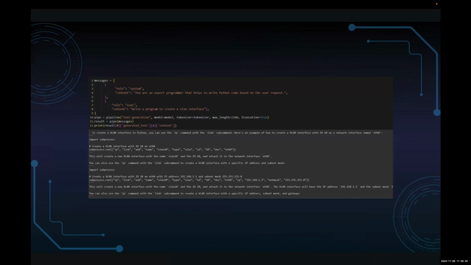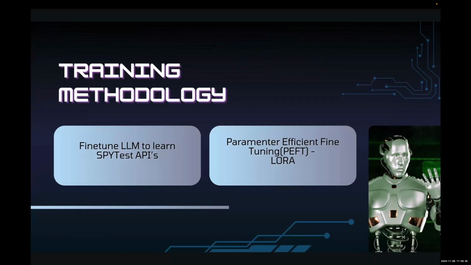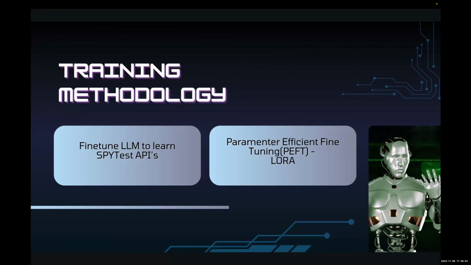So how did we make the model learn the SpyTest API? To get the model to generate the right code, we needed to teach it the SpyTest API for creating a VLAN interface. To do this, we fine-tuned our base LLM using the PEFT technique. PEFT stands for Parameter Efficient Fine-Tuning. PEFT is an advanced fine-tuning method that allows us to adjust a pre-trained model with fewer parameters and lower computational resources compared to traditional fine-tuning. This makes the process faster and more cost-effective.